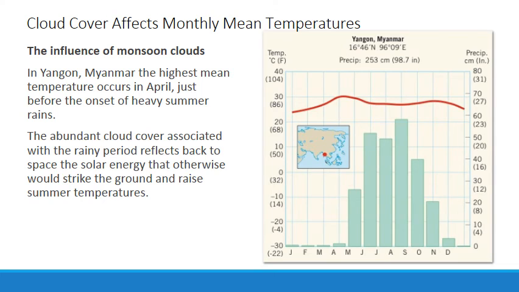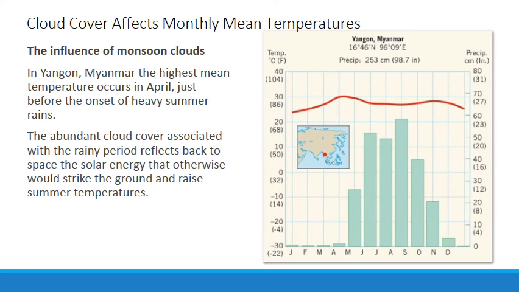But this is a graph for Yangon, Myanmar, also known as Rangoon to some of us who have been around a little bit longer. We used to call this country Burma. This graph shows us the cloud pattern associated with the monsoon. So notice that the highest monthly mean temperatures occur in April and May before the summer solstice, rather than in July and August, as normally occurs at most stations in the Northern Hemisphere.